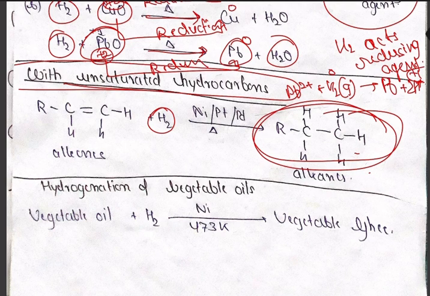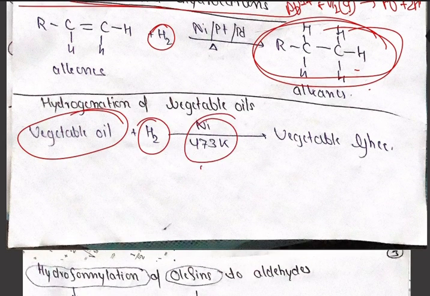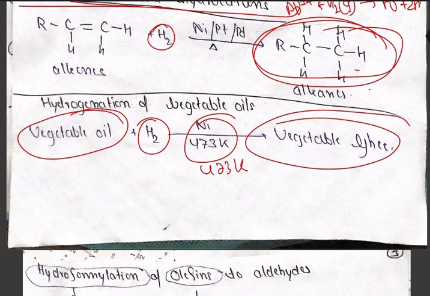In this, in other words, we can also say that double and triple bonds are converted to single bonds. Okay, hydrogenation of vegetable oil. Here vegetable oil plus H2, nickel, 473 Kelvin, vegetable ghee will be formed.